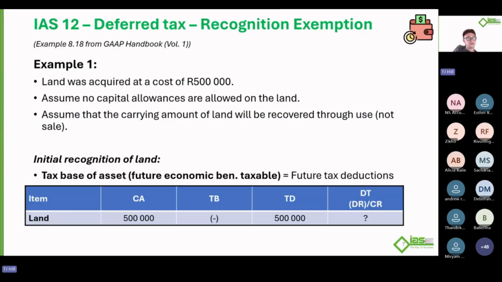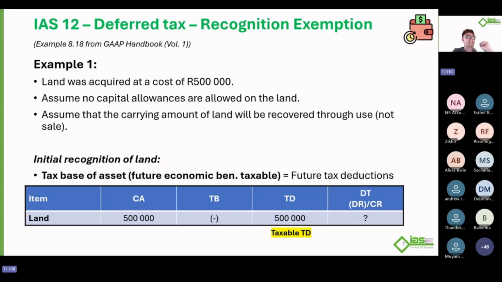At initial recognition of land, you would have a taxable temporary difference on day one. You need to ask yourself what happened at the initial recognition of this asset, because that's what will help us determine whether it is exempt from having a DT liability or not. So at initial recognition, we had our carrying amount, which was 500. The tax base is 0 because we'll have no future tax deductions, and we've assumed it's through use. Just assume that for now, which means we don't get anything through use, no allowances through use. That gives me a taxable temporary difference of 500.